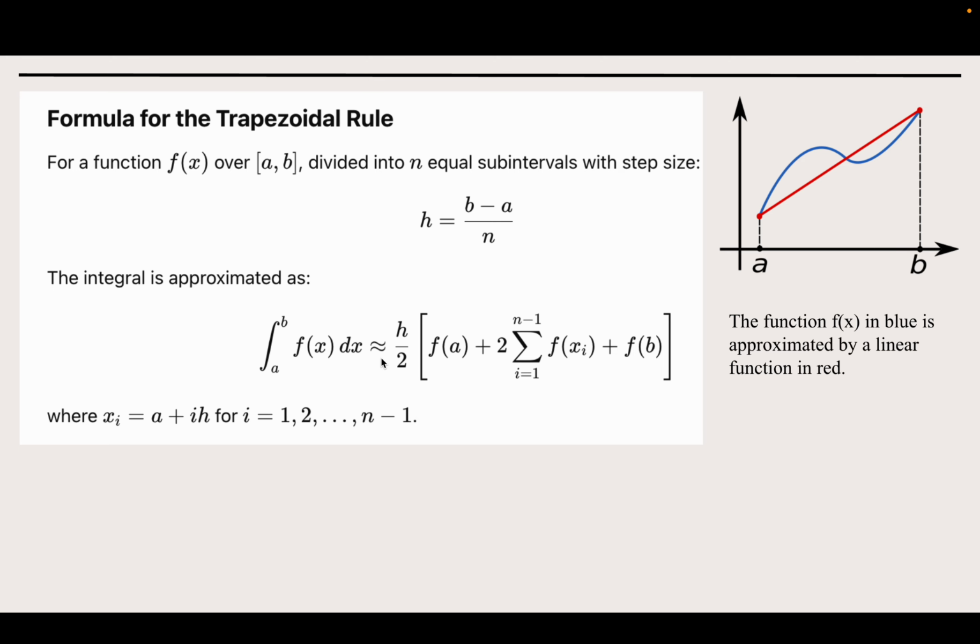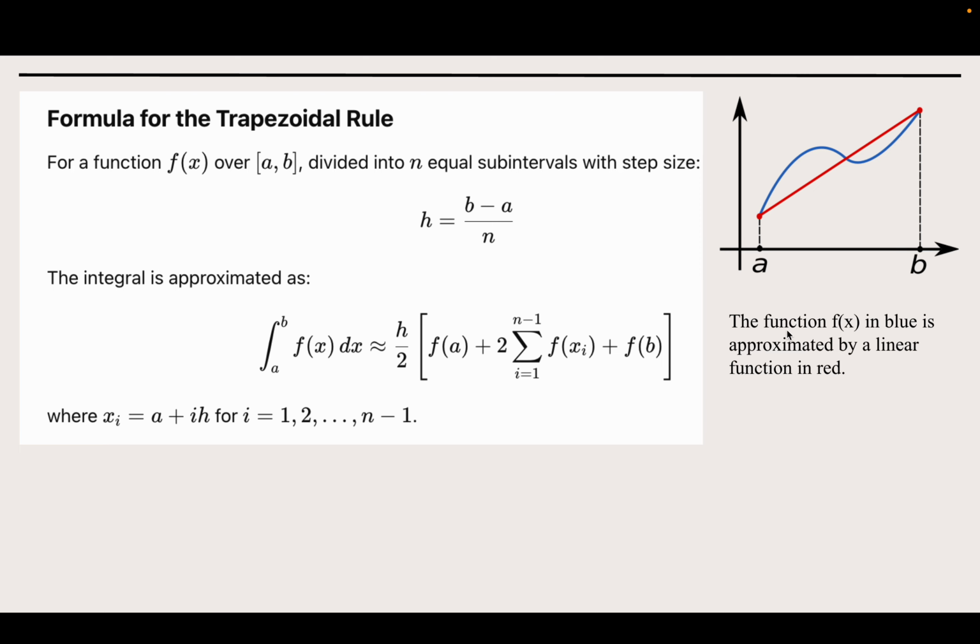So the integral of f of x dx, with the integration limiting from a to b, is nearly equal to h by 2 times f of a plus 2 times the summation of f of xi plus f of b, where xi is nothing but a plus i h, for i equal to 1 to n minus 1, and here h is the step size, that is b minus a divided by n, where n is the number of sub intervals.